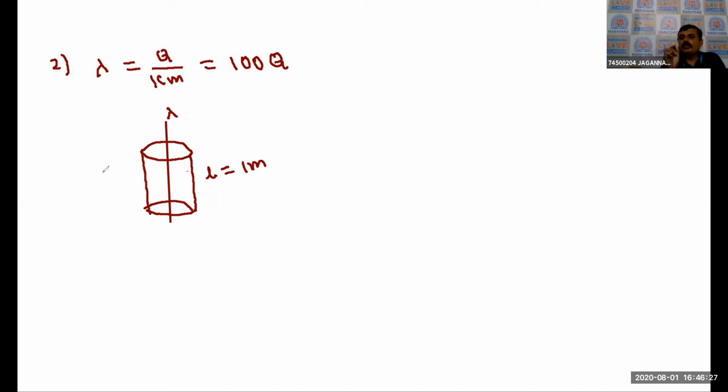According to Gauss law, electric flux is equal to the charge enclosed by the Gaussian surface divided by epsilon naught. So we need to find out how much charge is enclosed. Here the Gaussian surface is cylindrical in shape. Let Q be the charge enclosed by this surface.